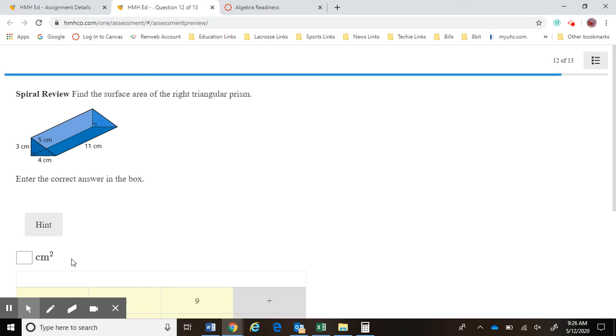Now let's find the surface area. Remember the formula for the surface area was 2 times the area of the base, plus the perimeter of the base multiplied by the height. We've got a triangular base, so we need to find the area of that base, multiply it times 2. Then we find the perimeter of that base, and multiply it times my height.